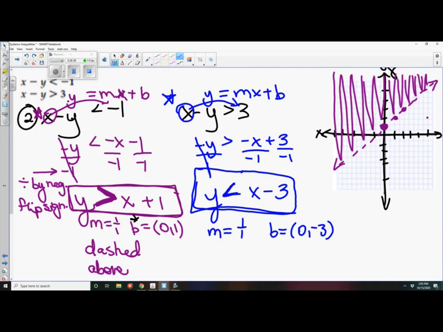So I got 0, negative 3. So 0, then down 3. 1, 2, 3. Oh, those tick marks are very ugly down that way. Then my slope's up 1, right 1. Up 1, right 1. Now, we also have to determine line type.